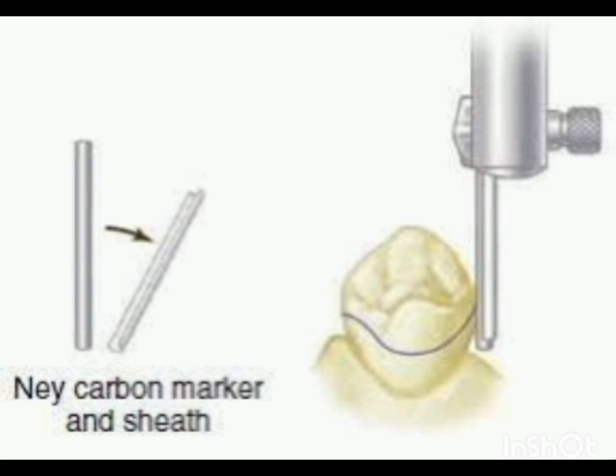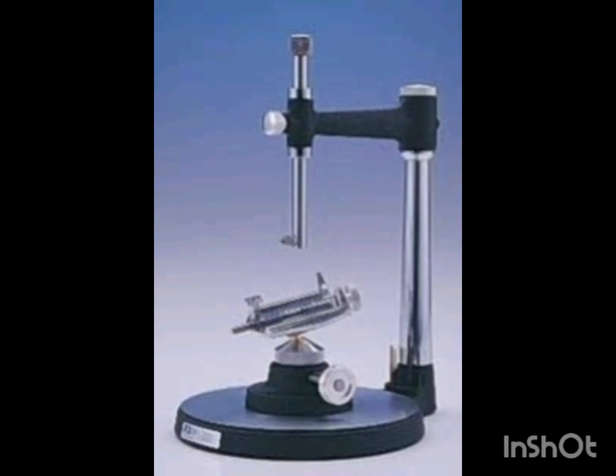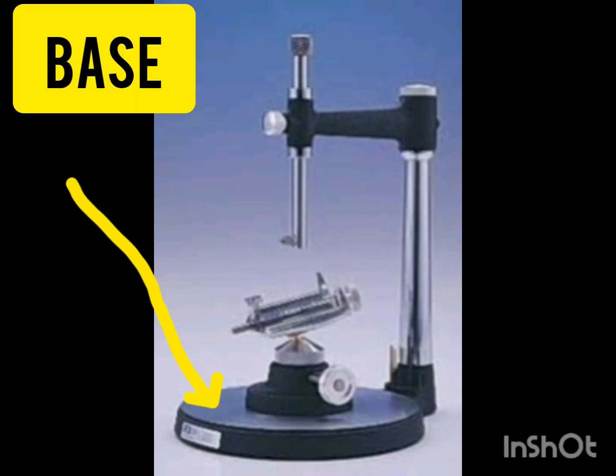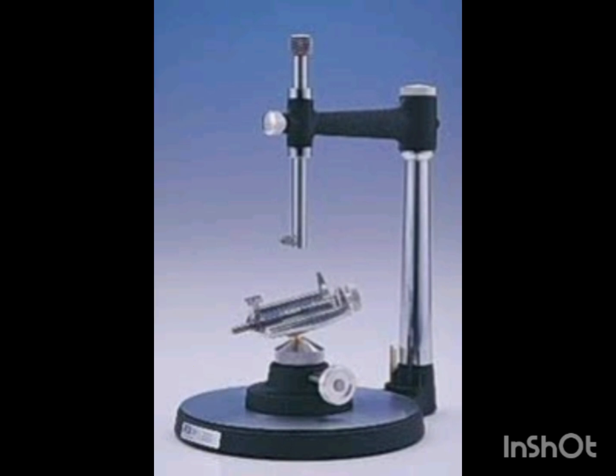Now, the parts of the dental surveyor are the base of the surveyor, that is a heavy platform that provides stability to the instrument. Then we have a vertical column, a rigid upright support attached to the base, and then a horizontal arm extending from the vertical column that supports the surveying arm. Then we have the surveying arm that moves vertically and carries the analyzing tool. Then we have the surveying table or the cast holder that holds the dental cast and can be tilted in different directions.